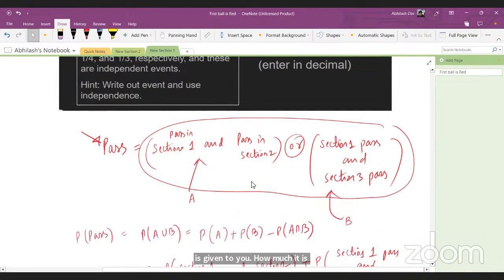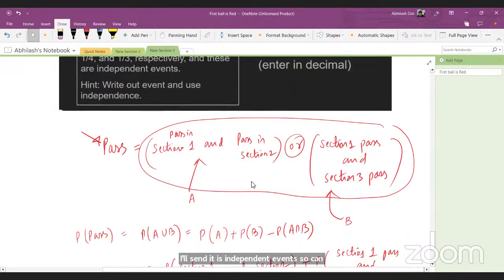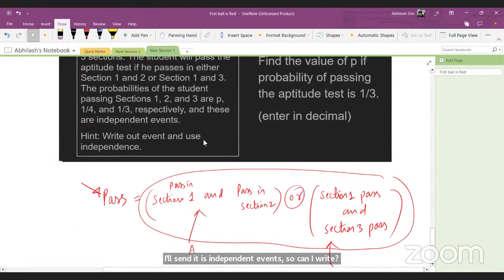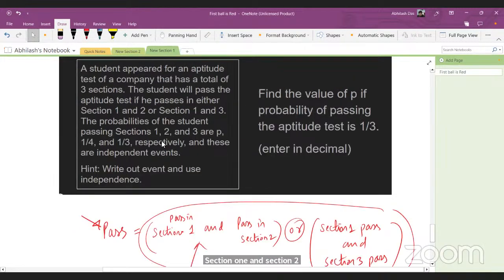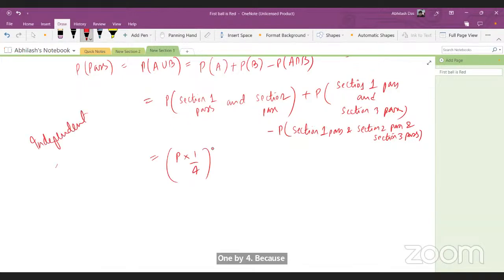Now since these are independent events, what can I write? For section 1 and section 2, the individual probabilities are given to you. P into 1/4, right? Because it is independent. P into 1/4, because independent event. All the 3 events are independent.